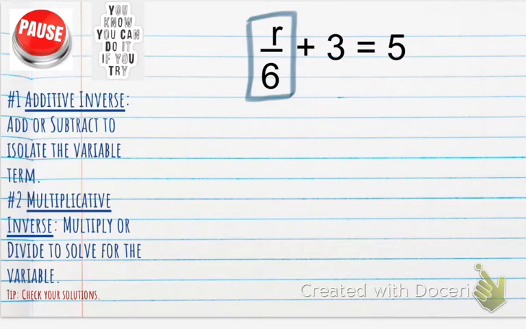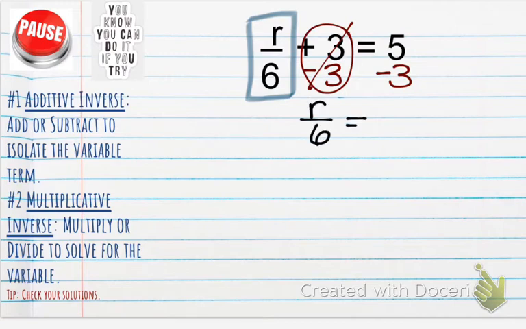What's the additive inverse of adding a 3? Yes, subtracting a 3. And whatever we do to one side, we do to the other. And what's 3 take away 3? Yes, it's 0. So now let's go ahead and do 5 take away 3, which is going to equal 2. All right, now the r is being divided by 6. What is the multiplicative inverse of dividing by a 6? Yes, it's multiplying both sides by a 6.